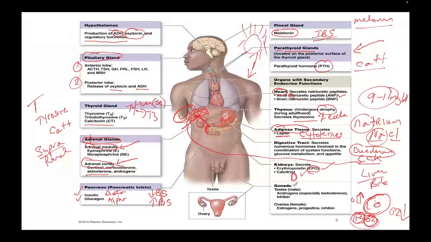Okay, then we have the gonads. In the male, we have the testes. In the female, we have the ovaries. The testes are going to be involved in producing testosterone, and the ovaries will produce estrogen. It'll also produce progesterone as well.